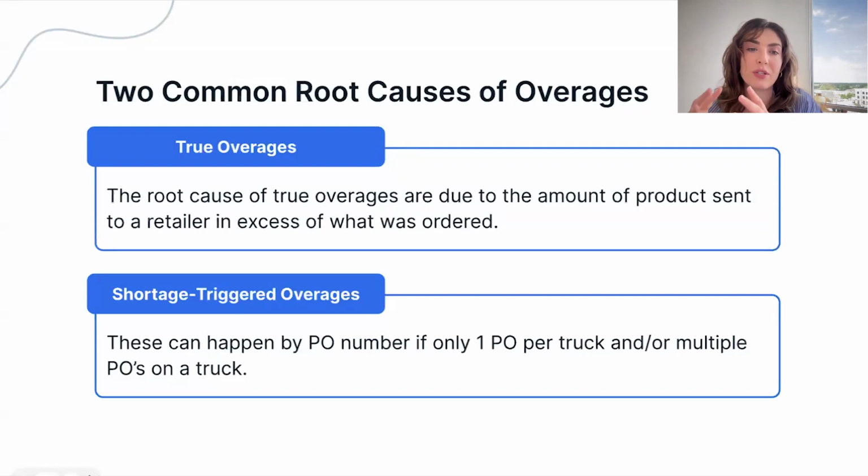Then there's shortage triggered overages. And like I said at the top of the hour, I enjoy talking about overages because there's a lot of ways that it ties into other compliance programs and fees and deductions. It can create a whole mess, but it's like a puzzle that you can then correct and not have that issue occur in the same way. So with shortage triggered overages, this is when a truck has multiple POs on it.